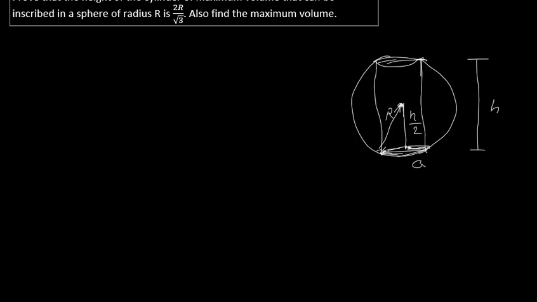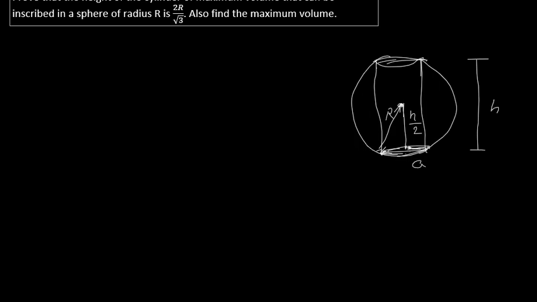Now first again come to the problem. Prove that the height of the cylinder of maximum volume that can be inscribed in a sphere of radius r is 2r upon root 3. So the height, that is h, should be equal to 2r upon root 3. That we have to prove when the volume of the cylinder is maximum.